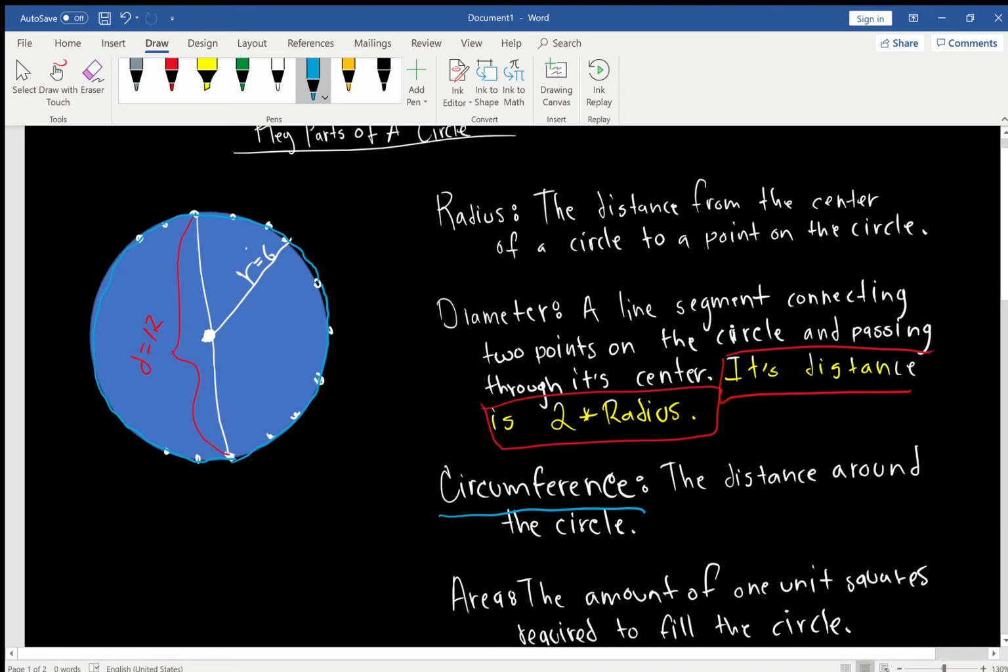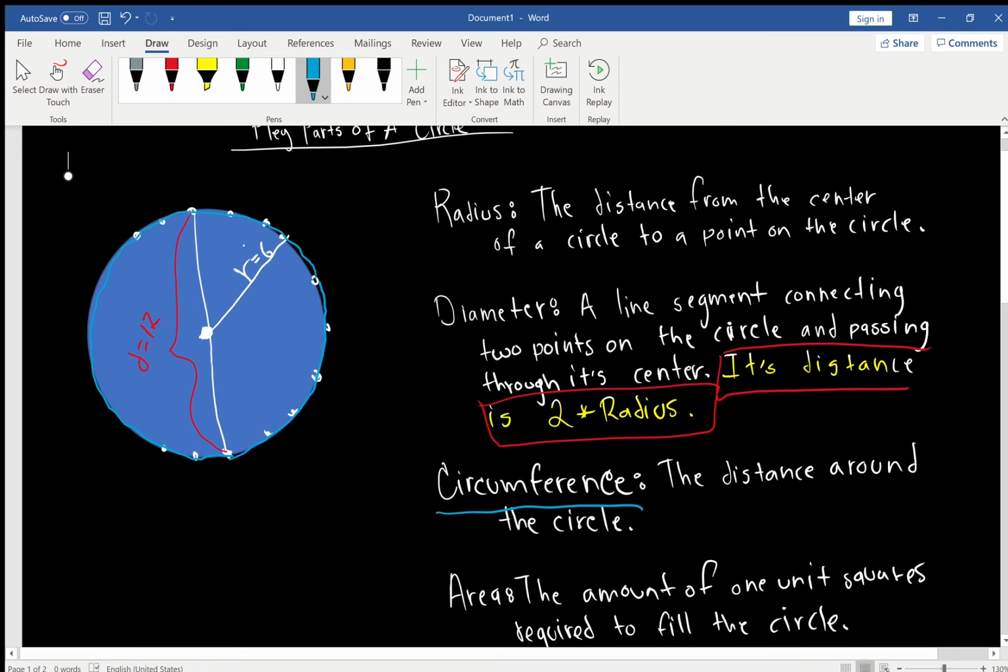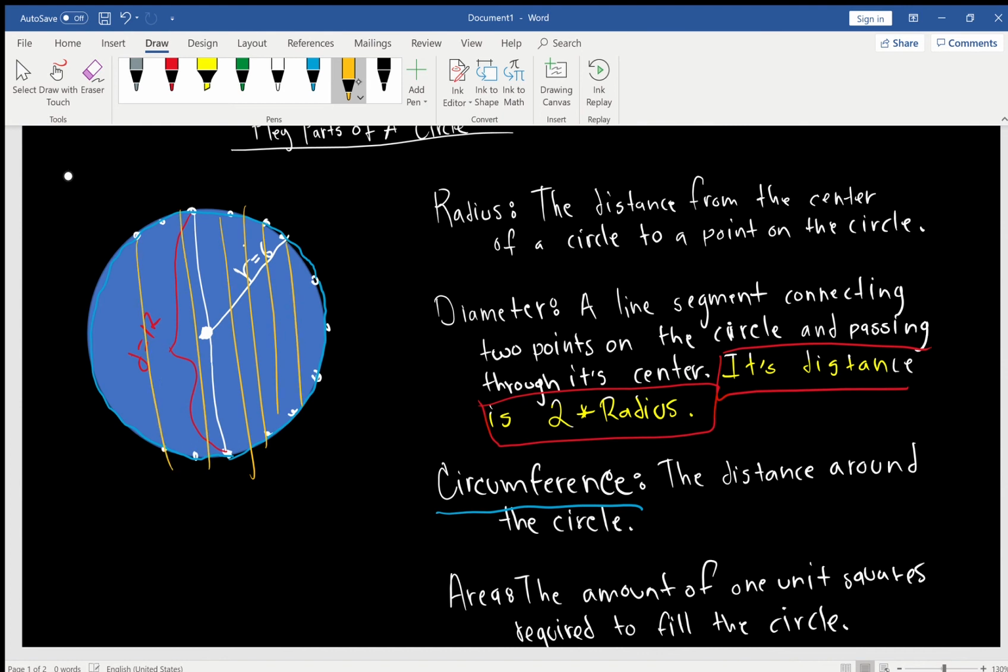Now, how is that different from the next one? That's our next lesson, not the one that we're doing today, but the following lesson will be the area. The area is the amount of 1 unit squares required to fill the circle. So the area is talking about filling in the circle with squares. So how many squares do I need to fill it in? That's different from what we're doing today, because today we're only focusing on the length around the circle. Hopefully this is making sense.